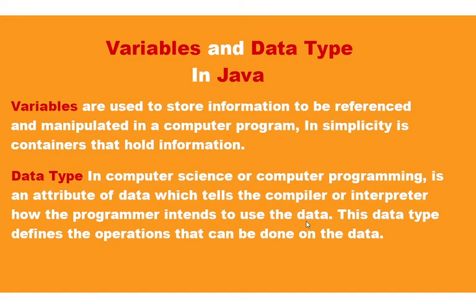What is a data type? In computer science or computer programming, it is an attribute of data which tells the compiler or interpreter how the programmer intends to use the data. This data type defines the operations that can be done on the data. This definition is not good enough to understand variables and data types. Let's write some code for better understanding.